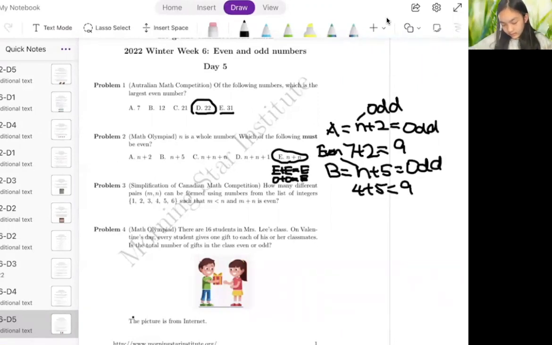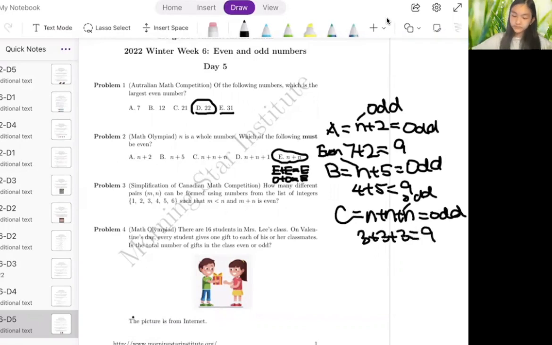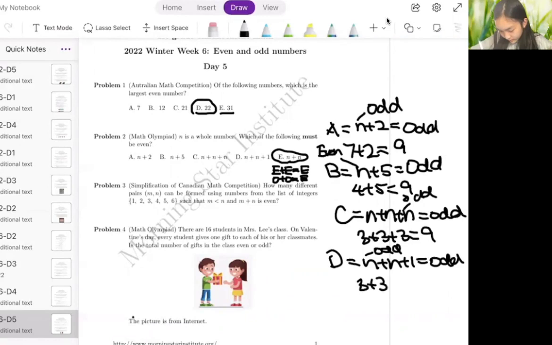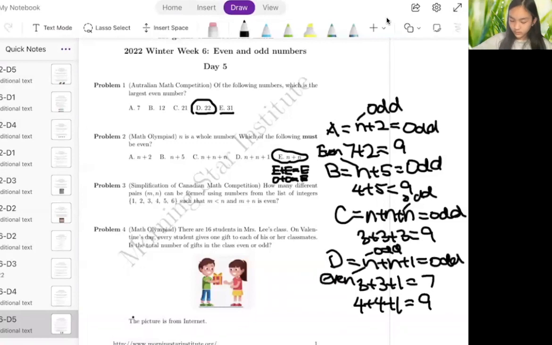And then for C, if n is odd, n plus n, if they're odd, then it will also equal odd. For example, if n is 3, then 3 plus 3 equals 9. And then D equals n plus 1. If n is odd, then this will equal odd. For example, if n is 3, then 3 plus 1 will equal 7. And if n is even, then it will also be odd. For example, if it's 4, then it's 4 plus 1 and equals 9. So as you can see, E is the only one that will work.